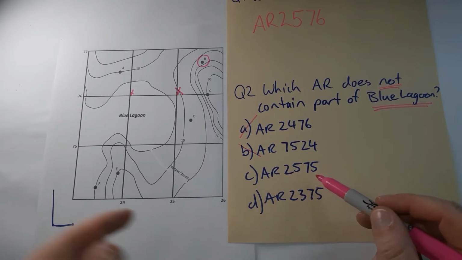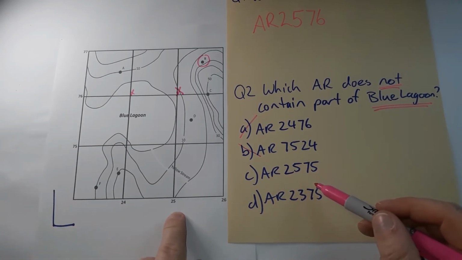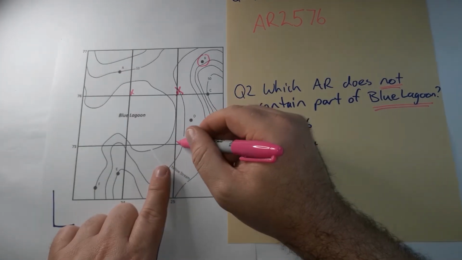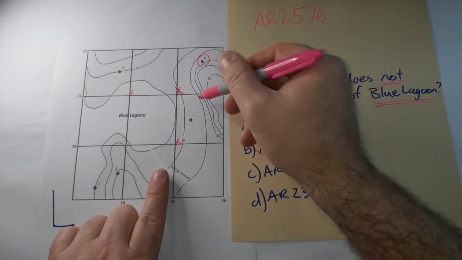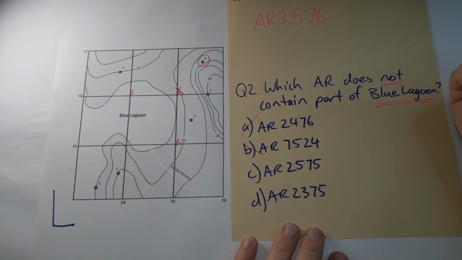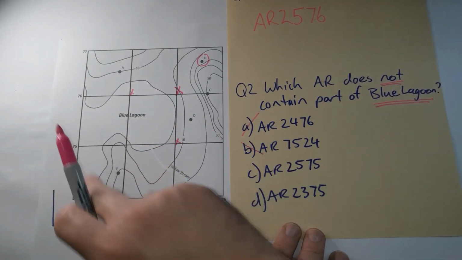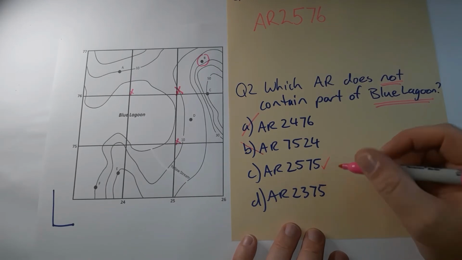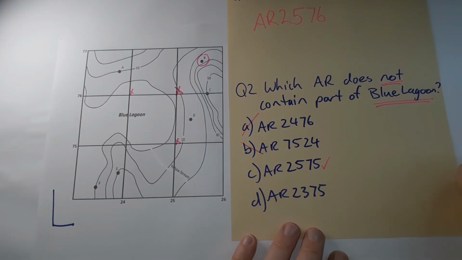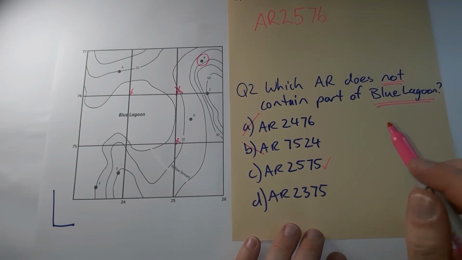AR2575. I go across to 25, up to 75. I'm in the bottom left-hand corner of this square, which is completely shaded in grey. So that means it does not contain the white shaded lagoon. So that's a possible answer. I'm still going to check D, just in case the person who wrote the question put 2 correct answers or they made a mistake. So let's just double check.